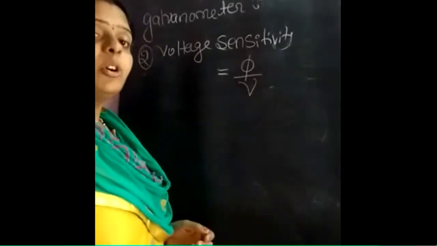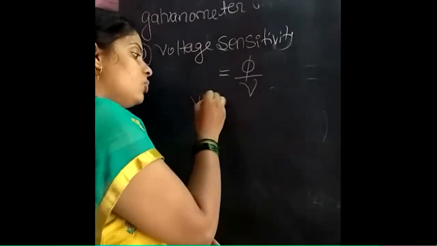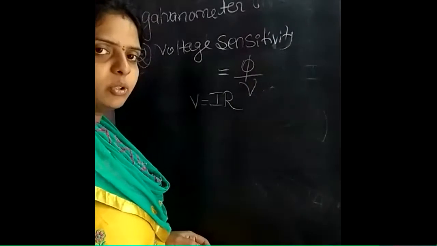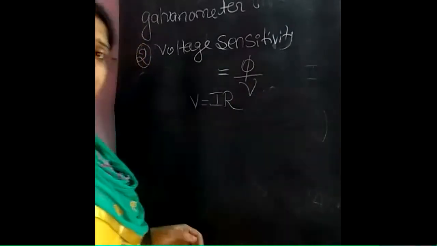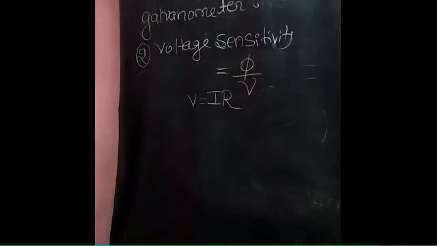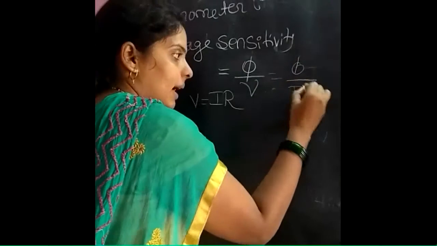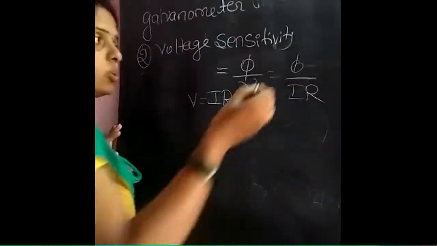Right. According to Ohm's law, what do we know? According to Ohm's law, we know V is equal to I into R. That value I can substitute in the equation and I can write it as: this is equal to pi divided by I R. Right? You also know the value of pi.